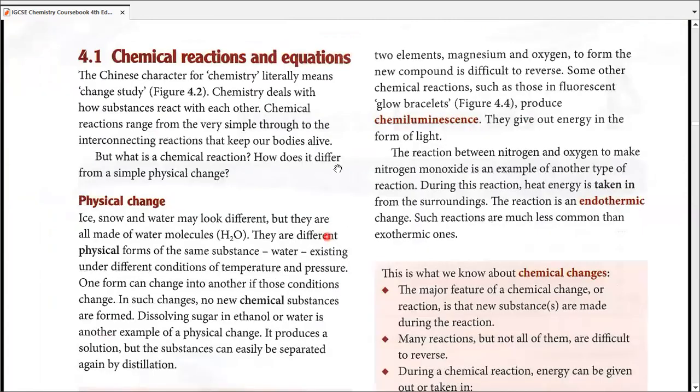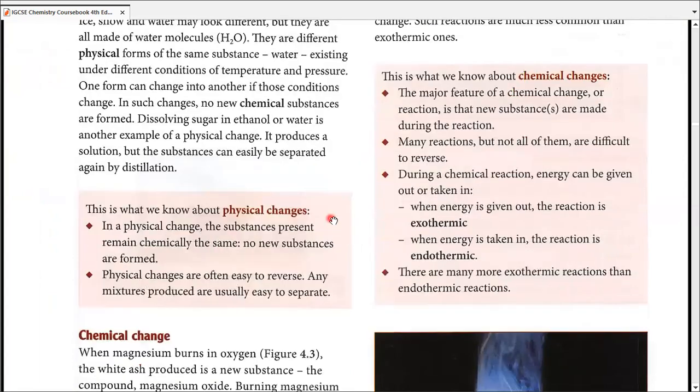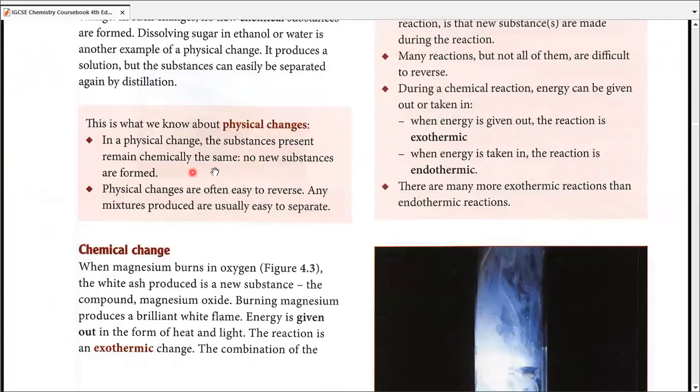Okay. Shuru mein ye sirf aapko physical change or chemical change se familiarize karenge, discuss karenge changes. Physical change wo hota hai jisme substance chemically change nahi hota, same rehta hai, no new substances are formed. Physical changes easy to reverse hoti hain, mixtures jo hote hain wo usually easy to separate hote hain. And the mixtures are something that are usually produced after physical changes.